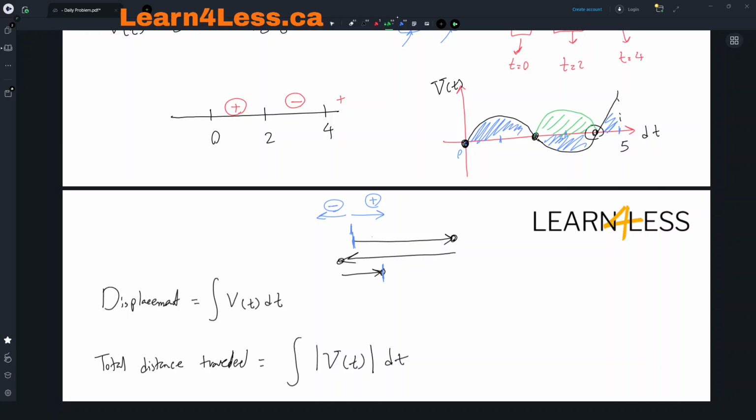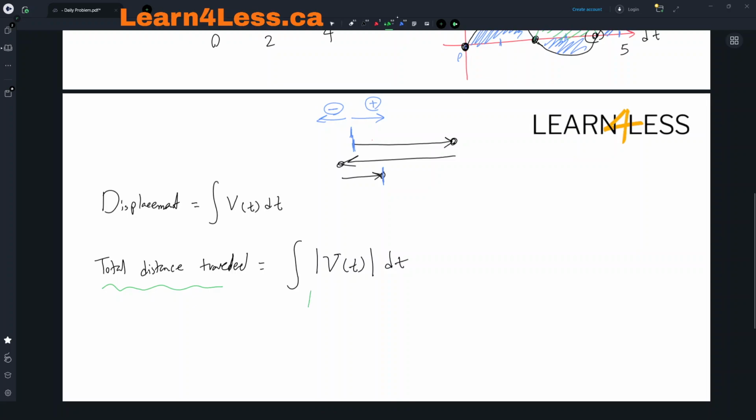So yes, the particle was actually going to the left, but because we want to find the total distance traveled, we don't care about it going to the left. We care about just how much it was moving, to the left, to the right, whatever. So this would be the formula for total distance traveled. But how should we deal with the absolute value?